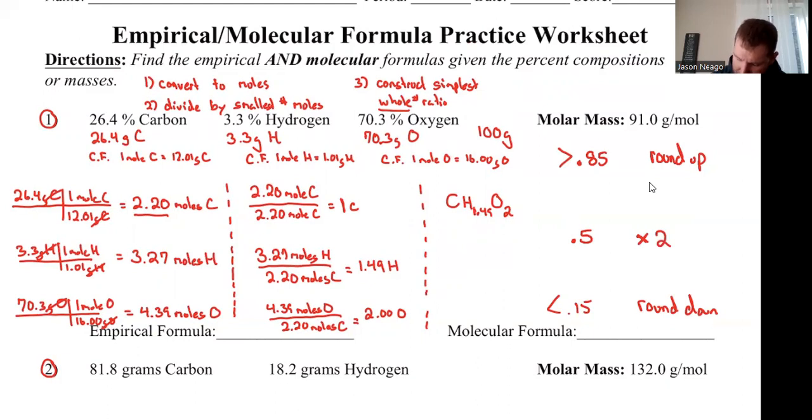If my value is close to 0.25, I'm going to multiply all of my ratios by 4. And if my value is close to 0.75, I'm going to do the same thing. I'm going to multiply by 4. And here's why. 0.25 is the same thing as saying 1/4. How do I get rid of this fraction? Well, I multiply everything by 4.